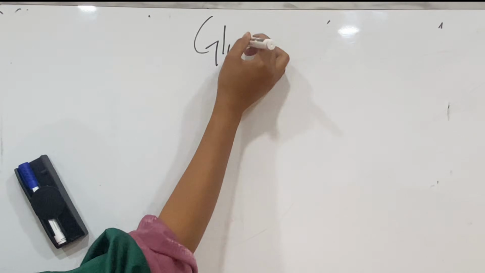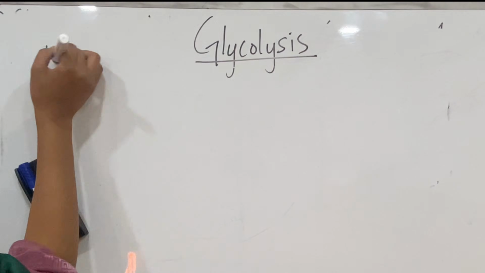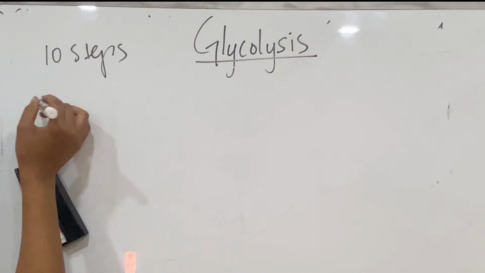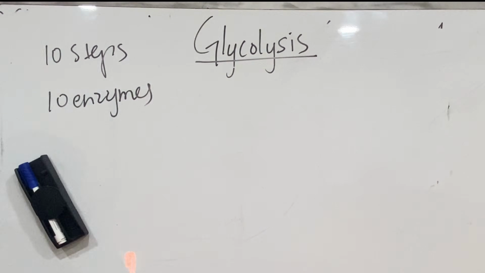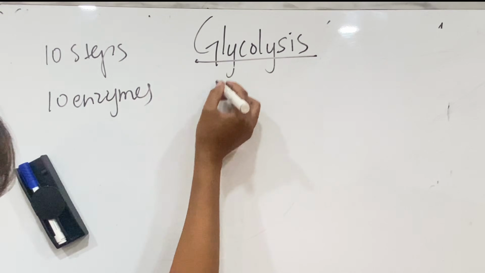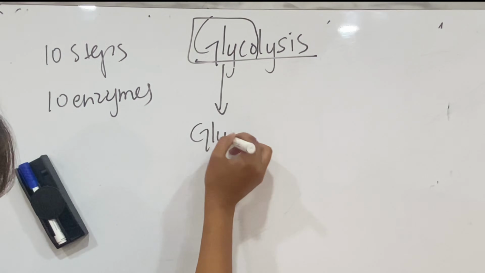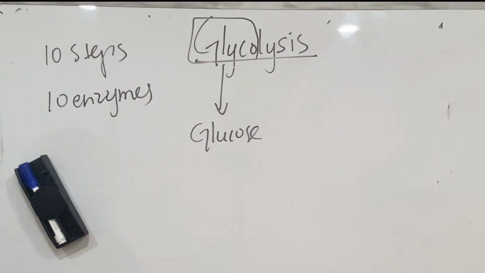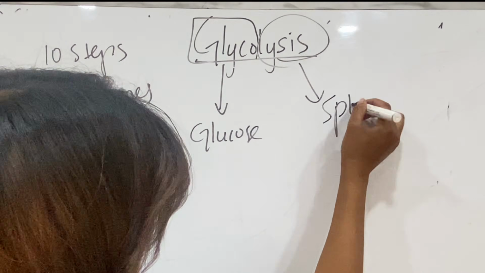Let us have an overview of glycolysis. Remember, there are 10 steps that you need to be thorough with, and you have to remember the names of the 10 enzymes. First, you get the meaning of the term glycolysis. Glyco refers to glucose, and lysis refers to breaking or splitting.